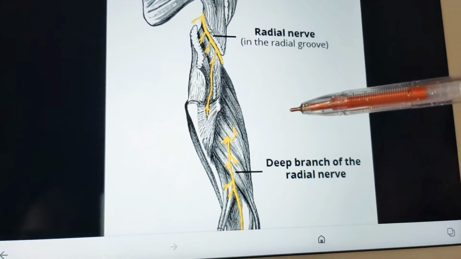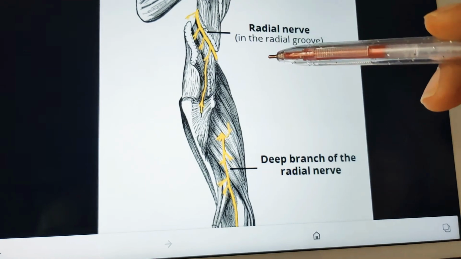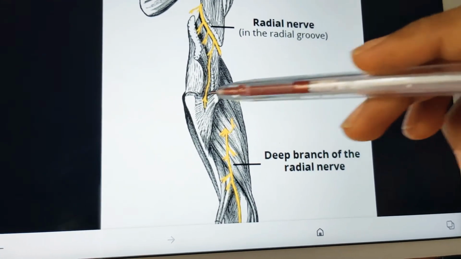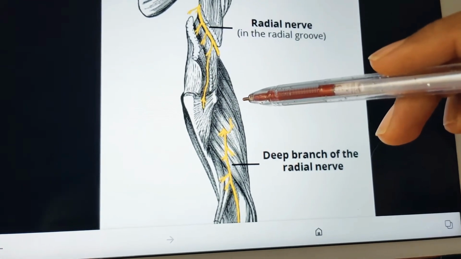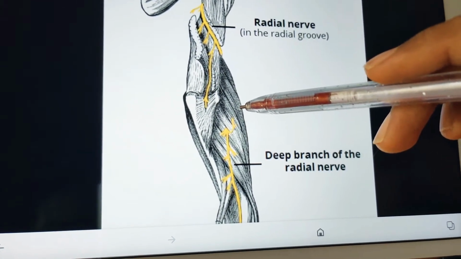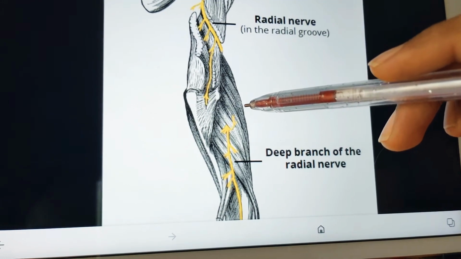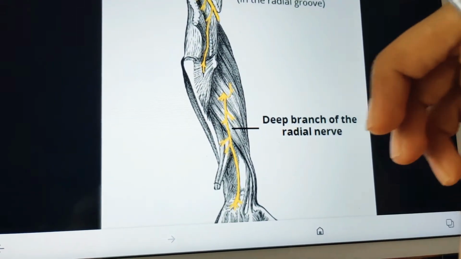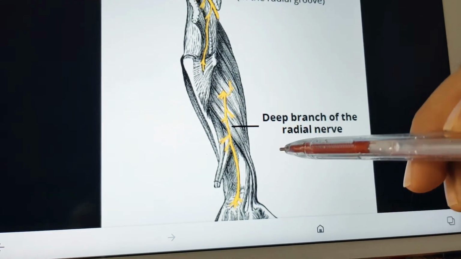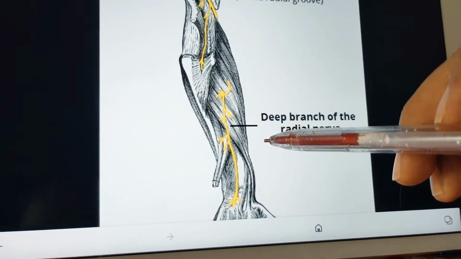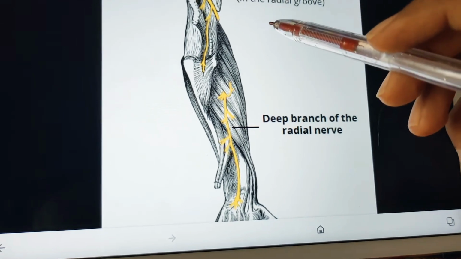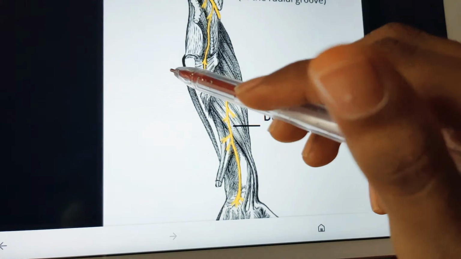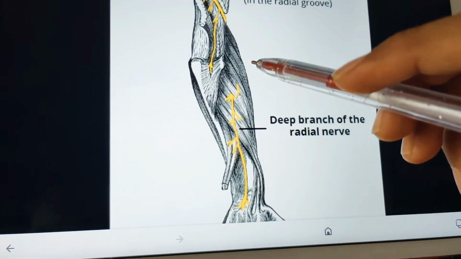Entering the anterior side, it also takes part in the cubital fossa. The radial nerve mainly terminates by dividing into superficial and deep branches at the level of the lateral epicondyle. So at the level of this lateral epicondyle, it divides into the deep branch and the superficial branch. Here you can see the deep branch of the radial nerve is mentioned. The deep branch is at the level of the lateral epicondyle, and these are seen in the cubital fossa. So mainly the radial nerve is seen in the cubital fossa.